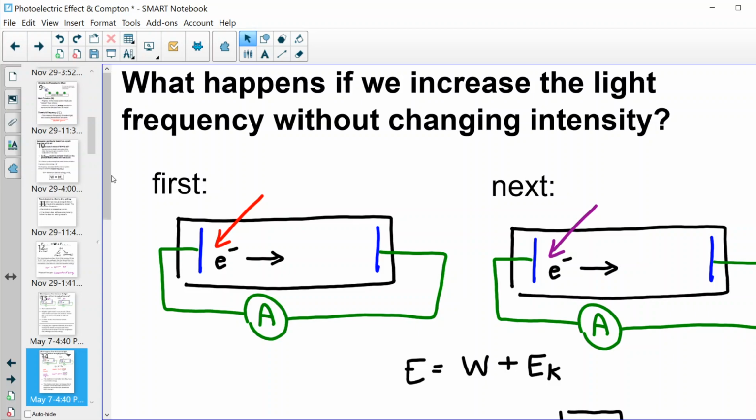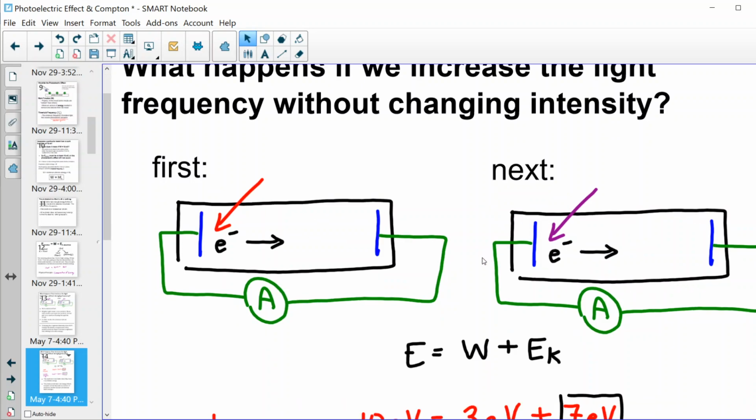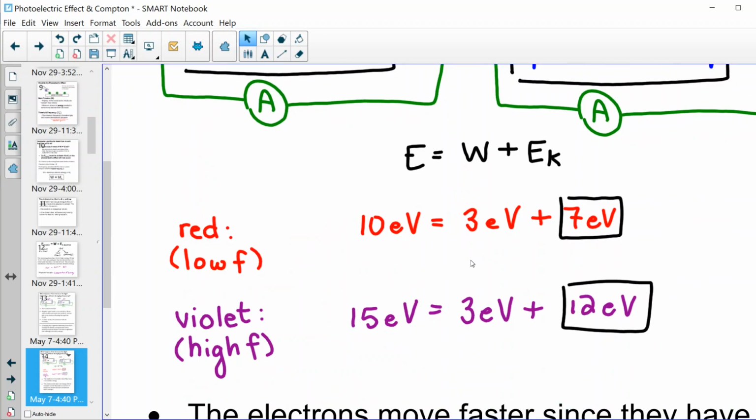What if we do the opposite? So what if we start out with red light, which has a low frequency, and we change it to violet light, which has a high frequency, but we don't change the brightness of the light. So these 2 light sources are equally bright. Well, we can kind of see mathematically what's going on. So remember this formula, E equals W plus EK. Let's just say that red photons have 10 electron volts of energy and violet photons have 15. I don't think those numbers are actually accurate. I just made them up for the sake of this example.